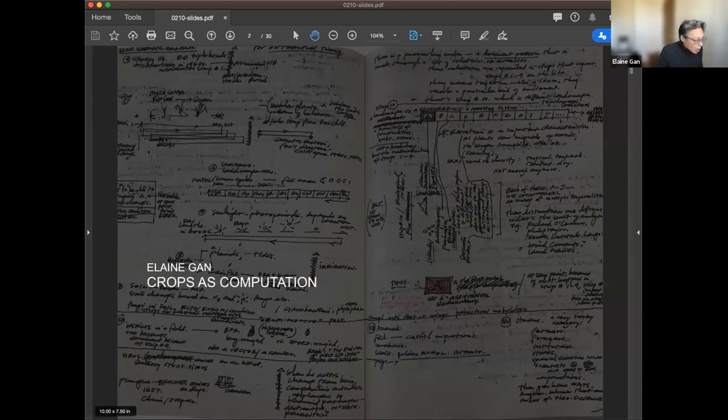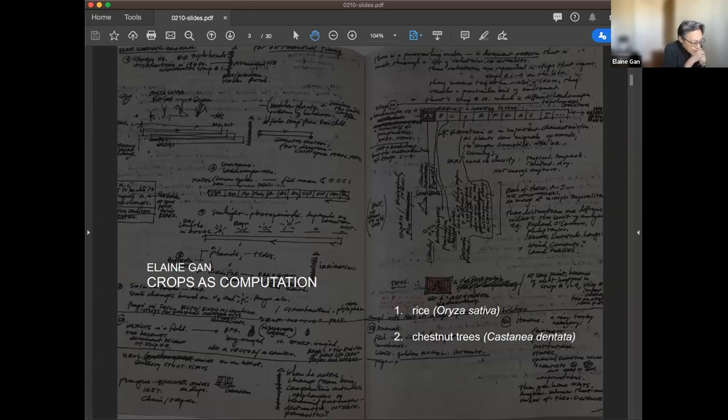I am going to talk about crops. These are likely not the first things that come to mind when you think about computation. So I'm going to walk you through some of my work with two particular crops. The first is a flowering grass that most of us here call rice.